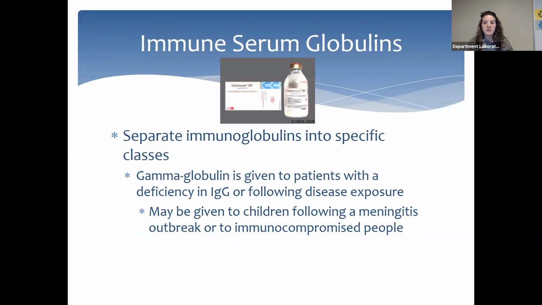Immune serum globulins, this would be like IV IgG. They're doing that with some multiple myeloma patients in order to build the immune system. And you can give specific immunoglobulins, like the one I mentioned, the IgG. Maybe they give that following an exposure to a disease, maybe given to children following meningitis or some immunocompromised patients.